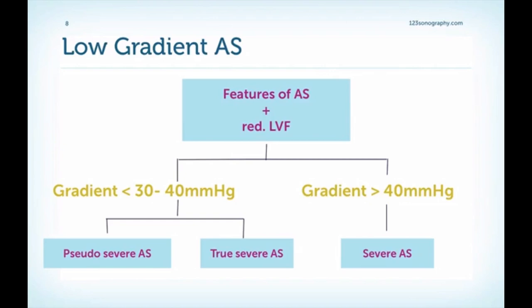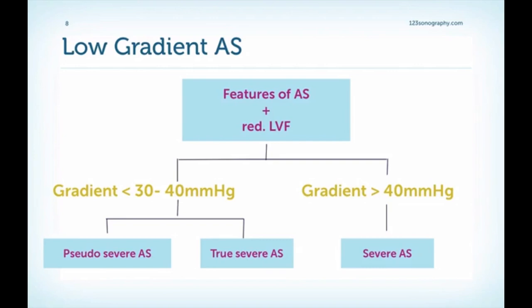Patients who still have high gradients usually will improve their left ventricular function after valve replacement. When a patient has a mean gradient above 40, this patient has severe aortic stenosis and should be sent to valve replacement. However, if a patient has a gradient below 30 or 40, again, we have to differentiate into patients who have true severe aortic stenosis versus those patients with only pseudo-severe aortic stenosis.